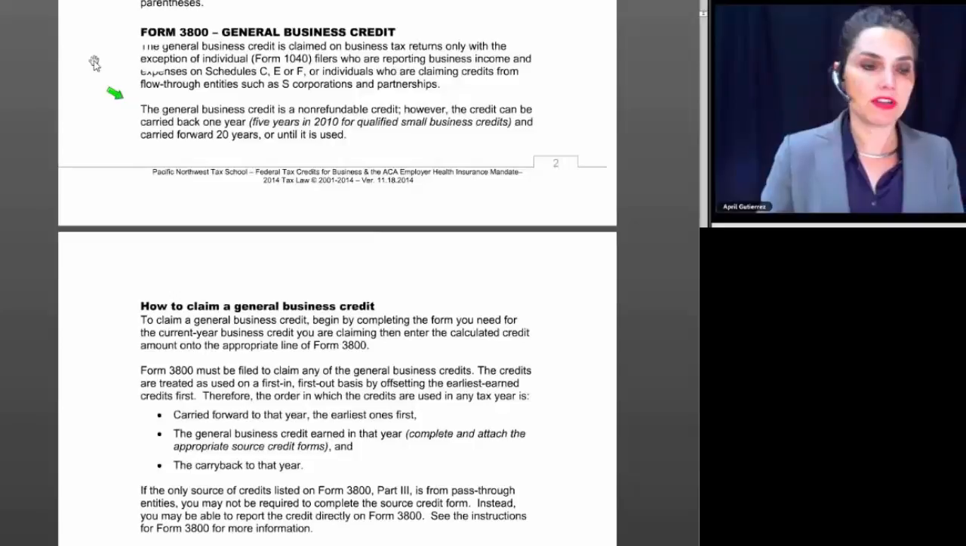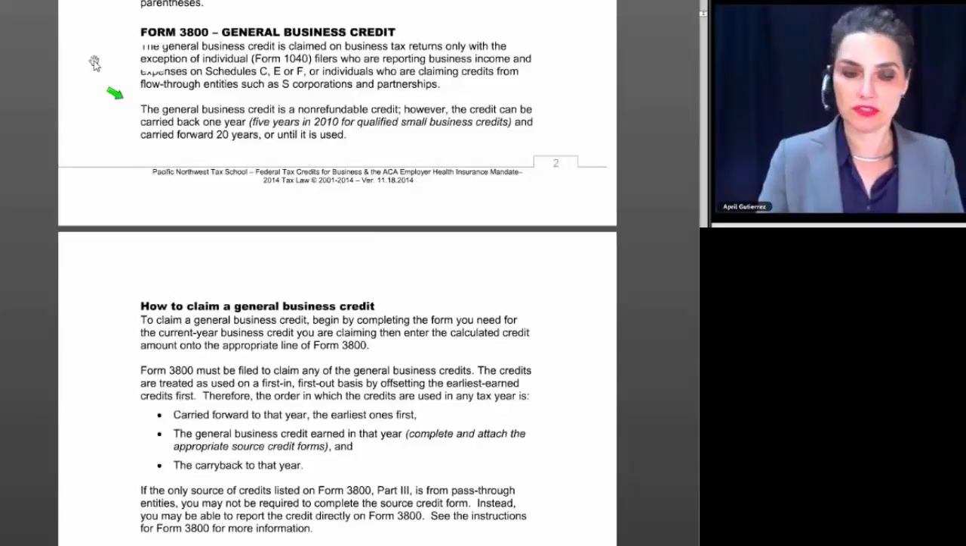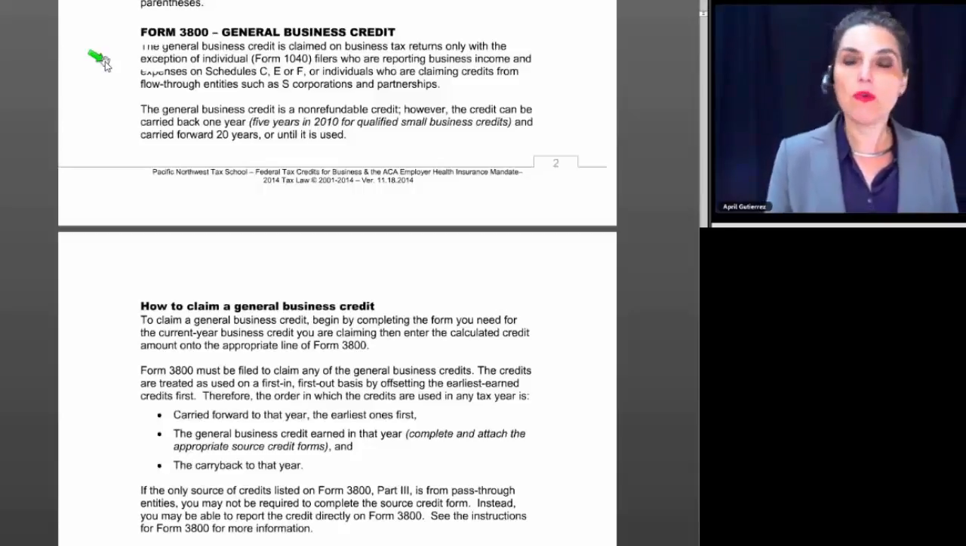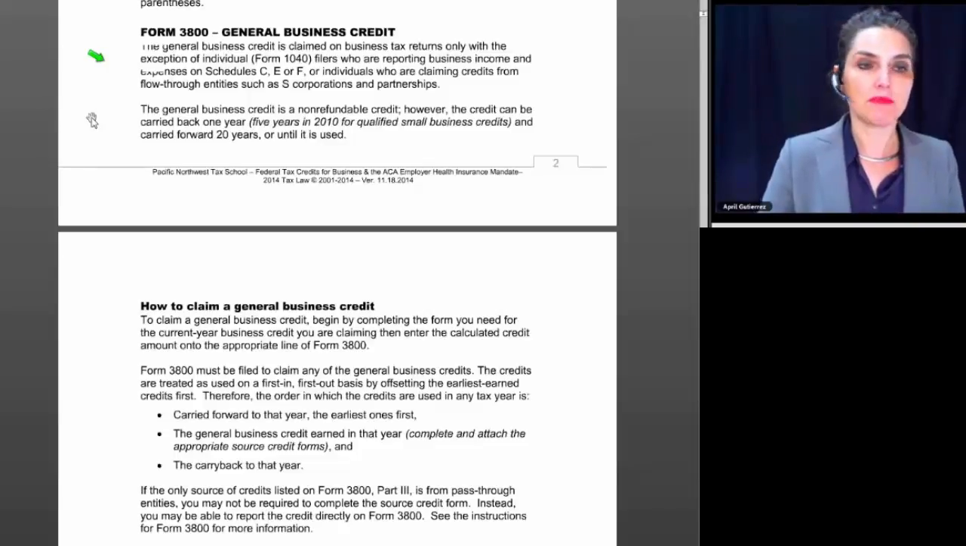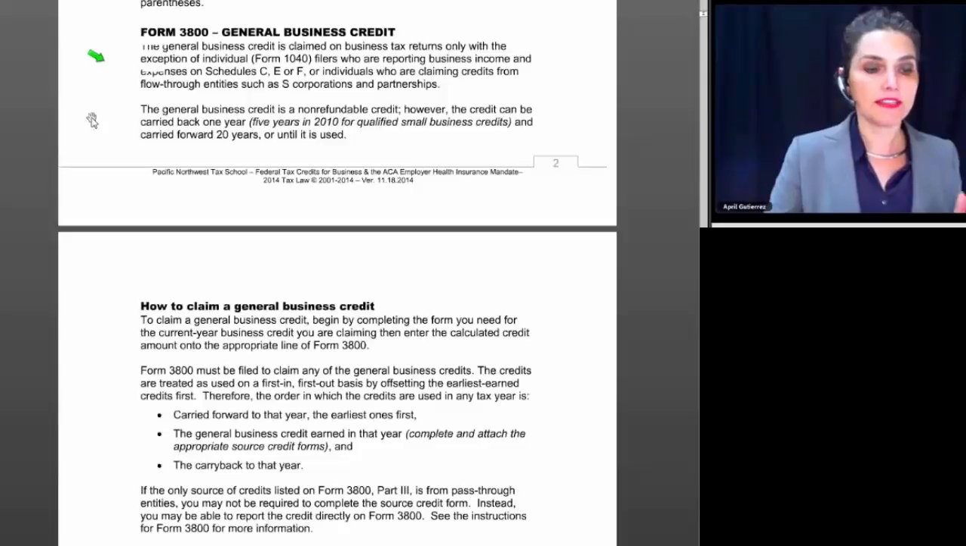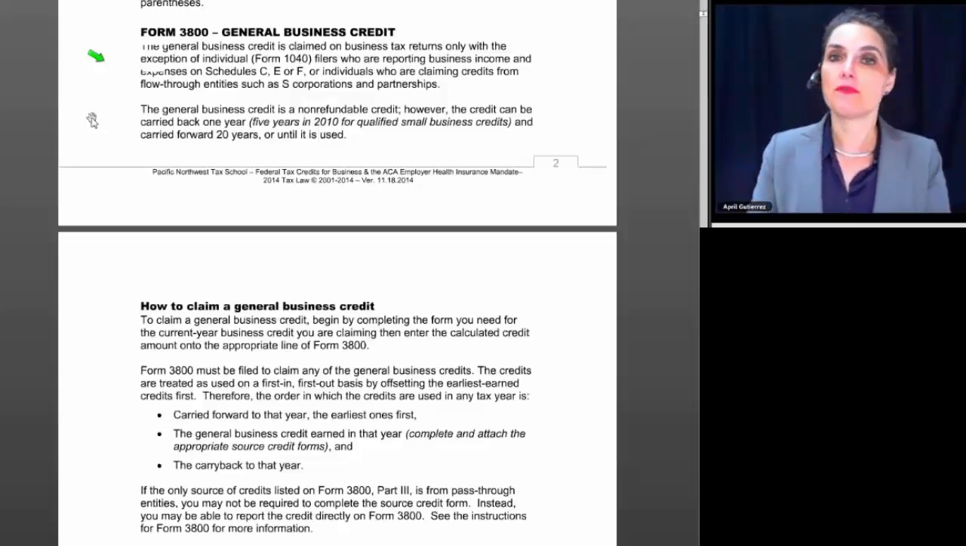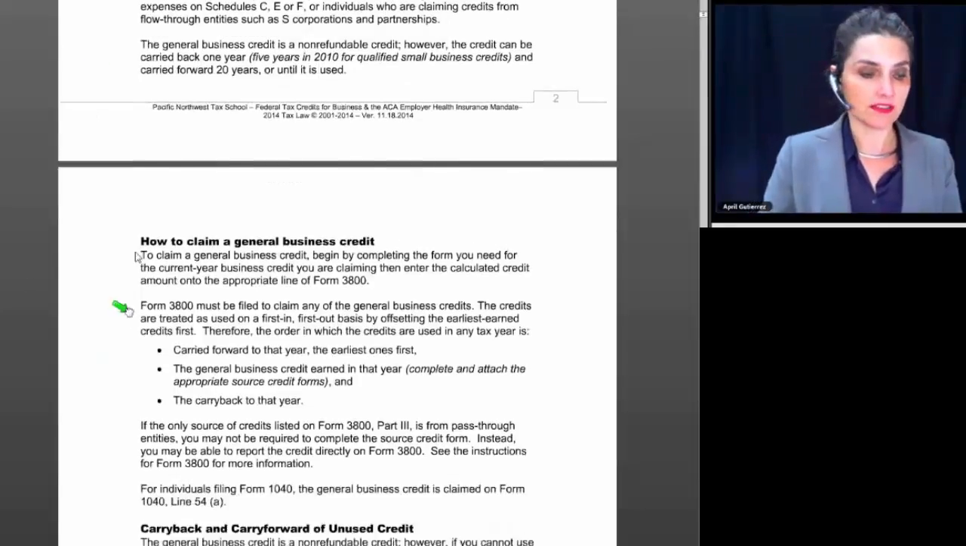The General Business Credit is claimed on business tax returns only, with the exception of individual Form 1040 filers who are filing Schedule C, E, or F, or who are claiming credits from flow-through entities such as partnerships and S corporations. The General Business Credit is a non-refundable credit. However, the credit can be carried back 1 year, or in the case of 2010 qualified small business credits, carried back 5 years, and then it is carried forward 20 years until it is lost.